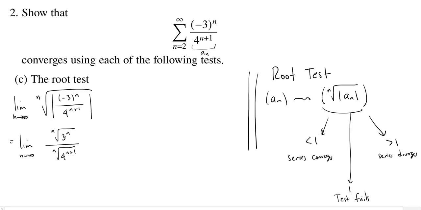In the numerator, we have the nth root of 3 to the n, which is just 3. That's fantastic. So we have the limit as n goes to infinity, and in the numerator, a 3. In the denominator, I'm going to break this up as 4 to the n times 4. Now I can take the nth root of 4 to the n, which is just 4. And then I'll have the nth root of 4.